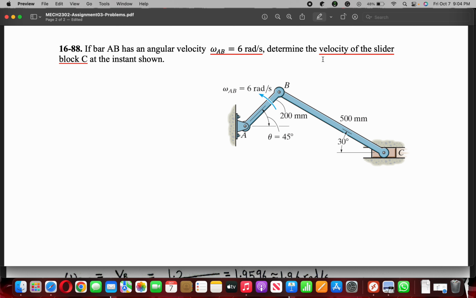So we have to find the velocity of the slider at block C, which is over here, and from the diagram it seems that it is in a horizontal direction because it is moving in a horizontal guide. And from the diagram we know that the length of AB is 200 millimeter and BC is 500 millimeter. The angle of AB with the horizontal is 45 degree, and BC has an angle of 30 degree with the horizontal.